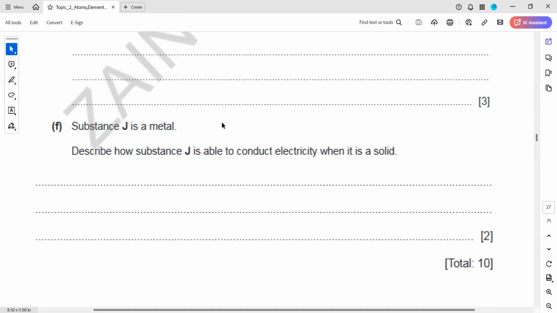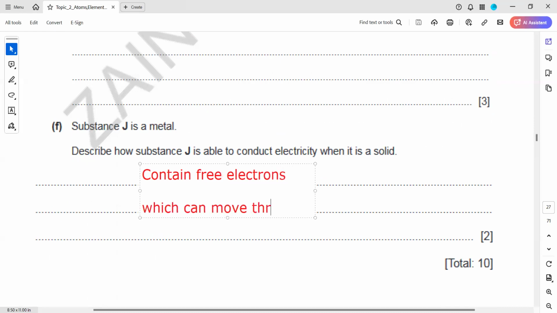Substance J is a metal. Describe how substance J is able to conduct electricity when it is a solid. How can metals conduct electricity? Metals contain free electrons which can move throughout the structure. So 2 marks: 1 mark for mentioning metals contain electrons, the second mark for they can move.